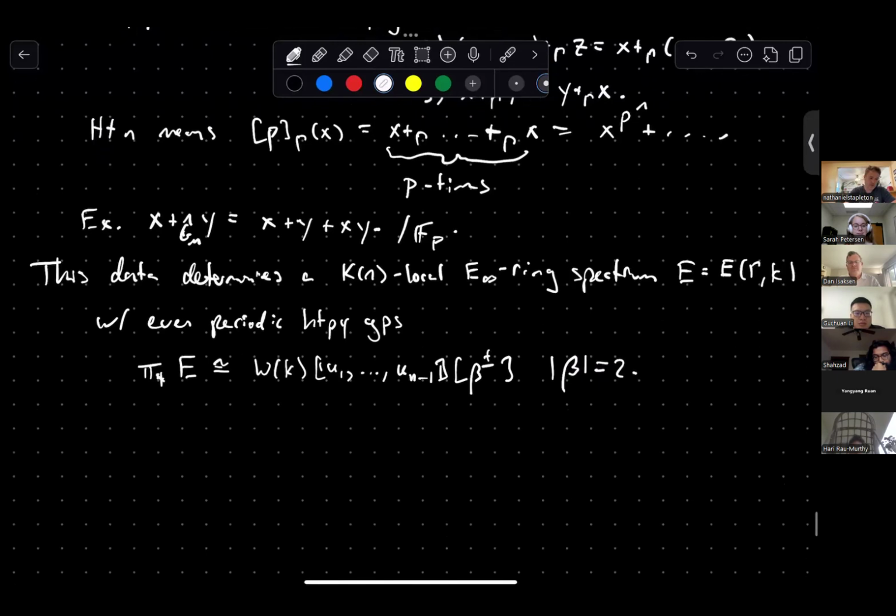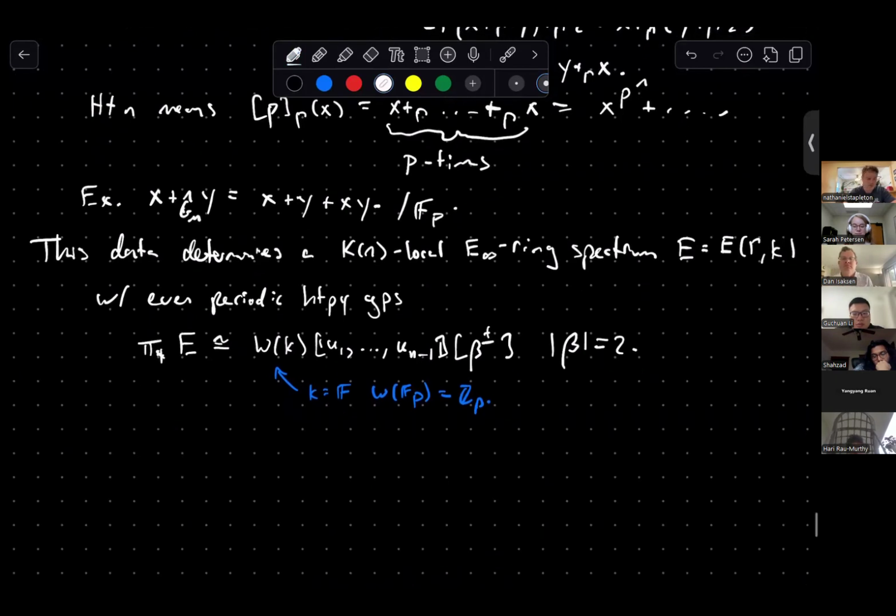In particular, let me first make a comment here. First of all, this p-typical vectors of K, don't worry about it too much if you haven't seen it before. In the case that K is FP, W of FP is just the p-adic integers. And for our purposes today, it suffices to think about that as just the p-adic integers.